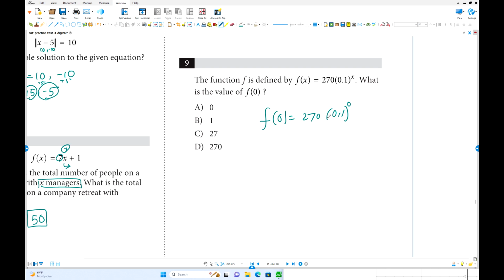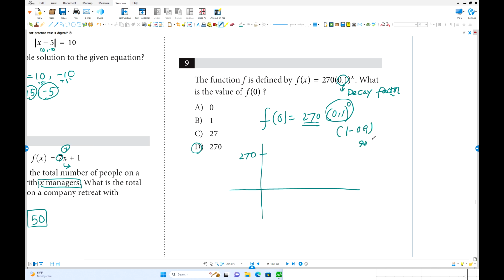170.10, okay? This is 1. So 270, right? Initial value, okay? When x equals 0, we get the initial value. Looks like this. This is initial value 270. This is less than 1, right? This is, we said, decay factor. Actually, this is 1 minus 0.9, right? So 90% decreased. So looks like this way, okay?